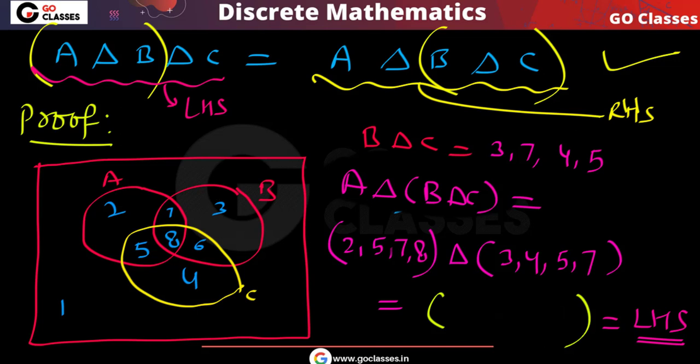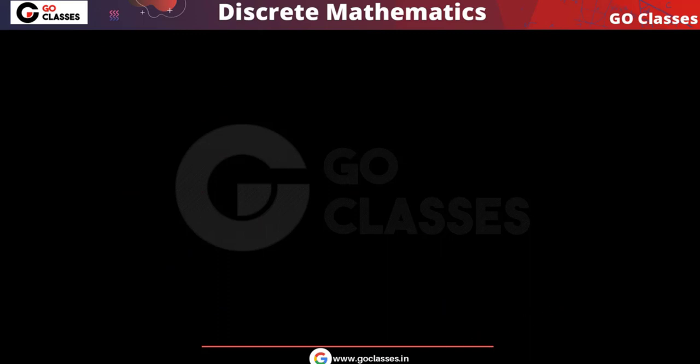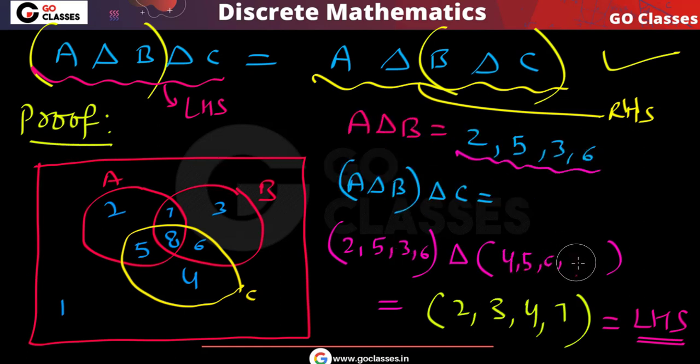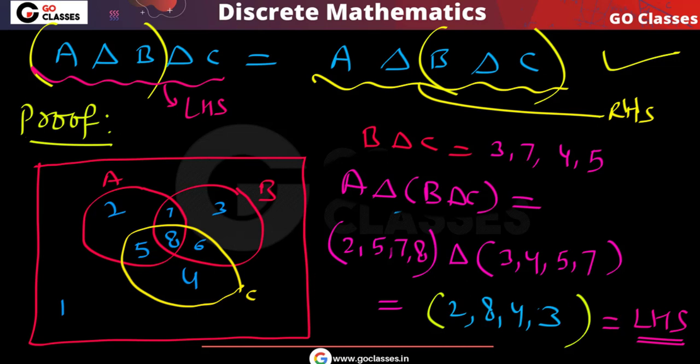Now what is the symmetric difference of these two? Again, that will be those areas which are in exactly one of them. So that will be 2, that will be 8, that will be 4, and that will be 3. So 2, 3, 4, 8. But actually we made a mistake here. The area of C is basically 4, 5, 6, 8. So what we will get here, this will be 8. You can notice the LHS area is 2, 3, 4, 8, and the RHS area is also 2, 3, 4, 8.